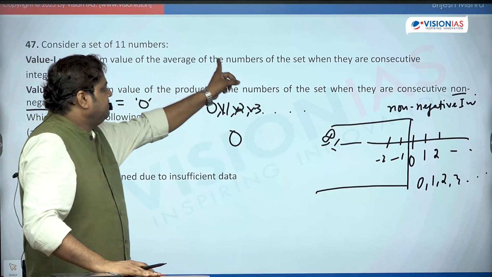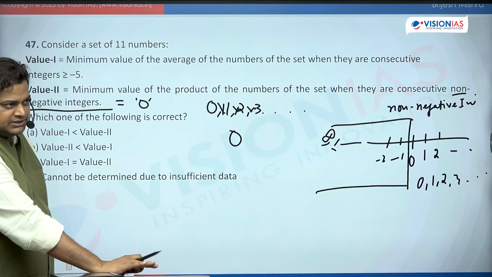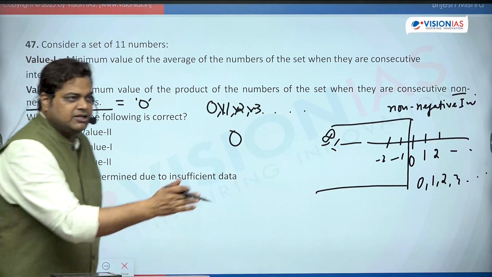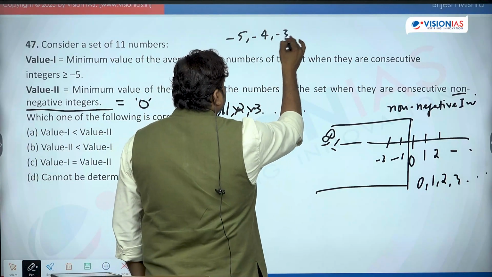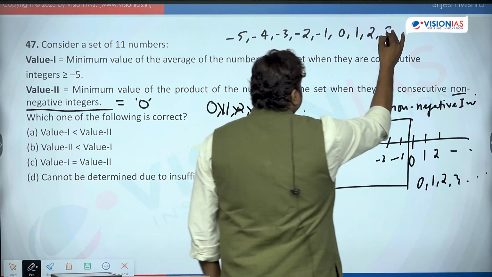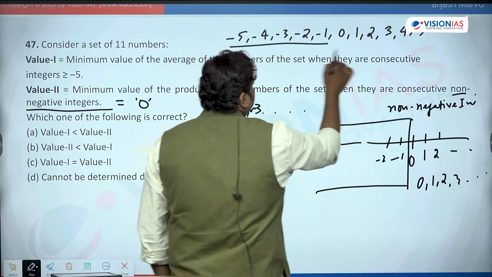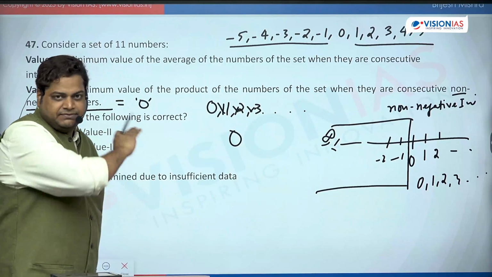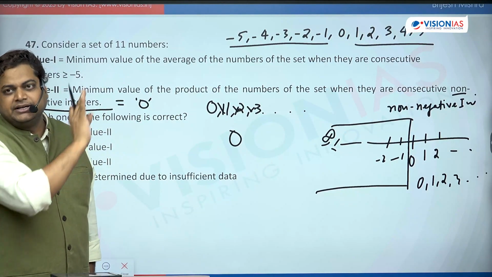Minimum value of the average of the numbers of the set when they are consecutive integers greater than or equal to minus 5. So let's start from minus 5. If I write minus 5, minus 4, minus 3, minus 2, minus 1, 0, 1, 2, 3, 4, 5. How many are there? 5, 5, 10, 11. So this way we have written these 11 consecutive integers starting from minus 5.